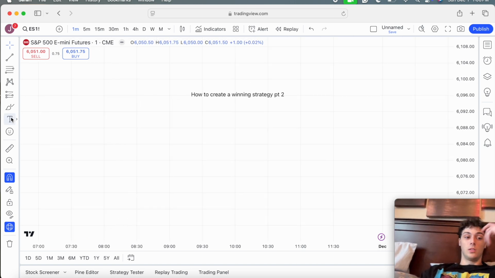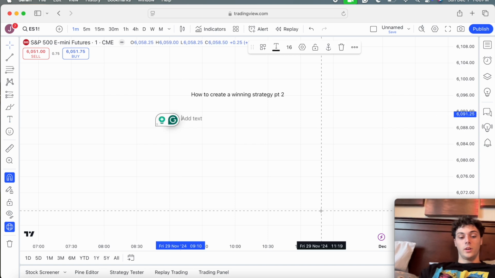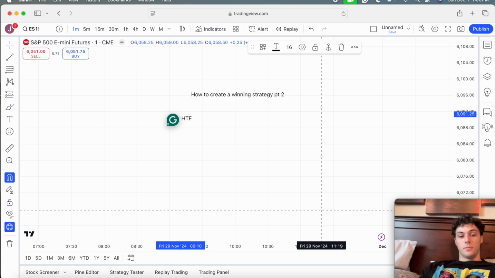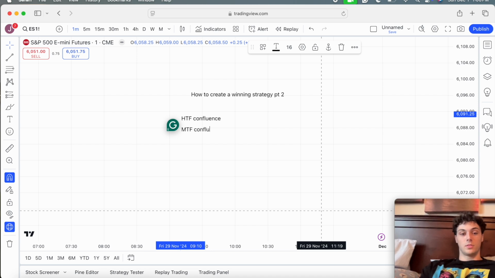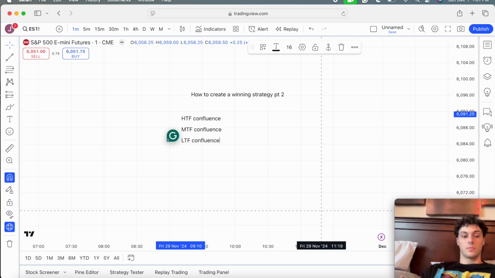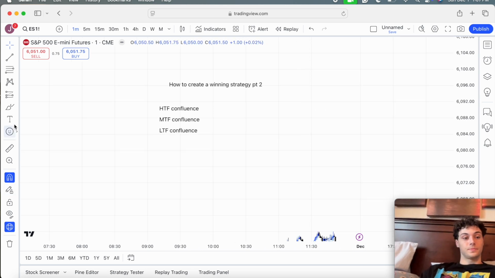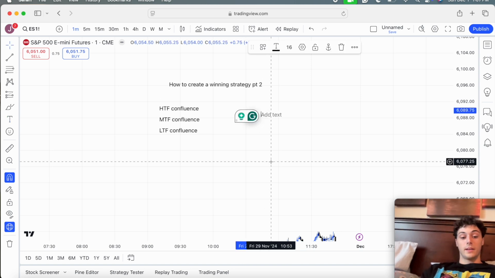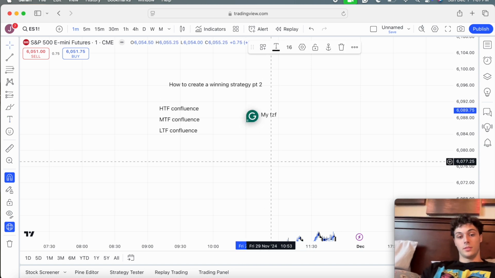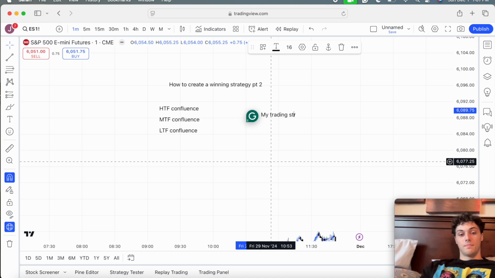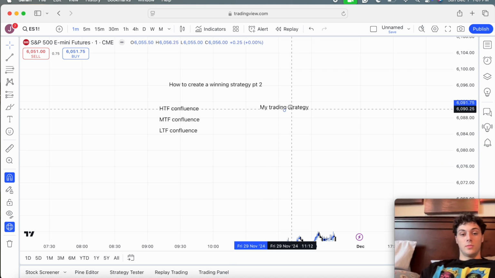So before, in the previous video, I talked about you need a high time frame confluence, medium time frame confluence, low time frame confluence. So my trading strategy, what do I look for?